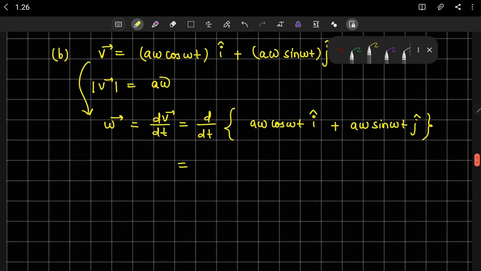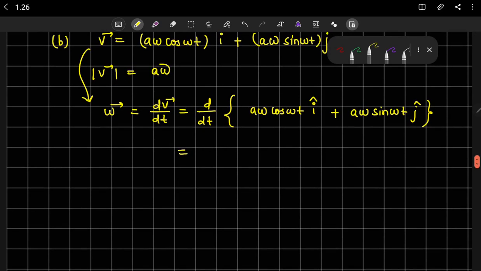So the differentiation of cos omega t is minus omega sin omega t. So we will get minus a omega square sin omega t i cap plus, differentiation of sin omega t is omega cos omega t, so we will get a omega square cos omega t j cap.